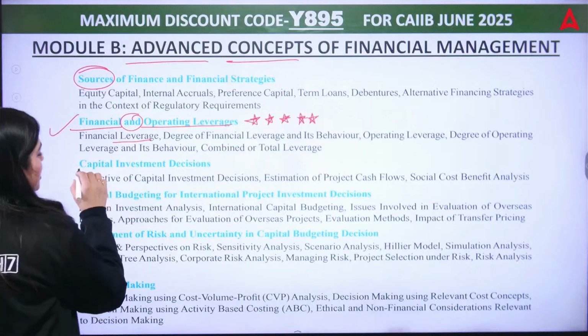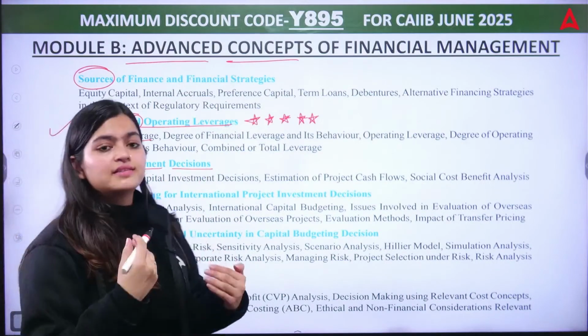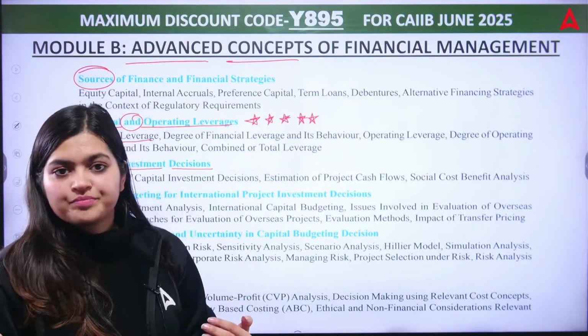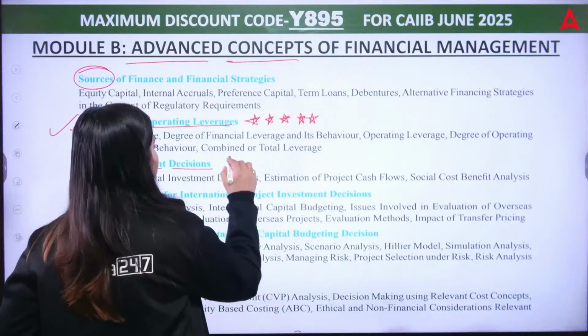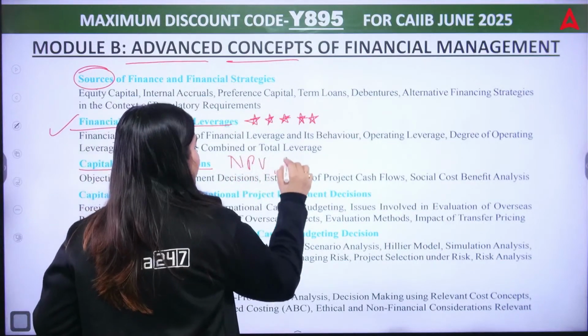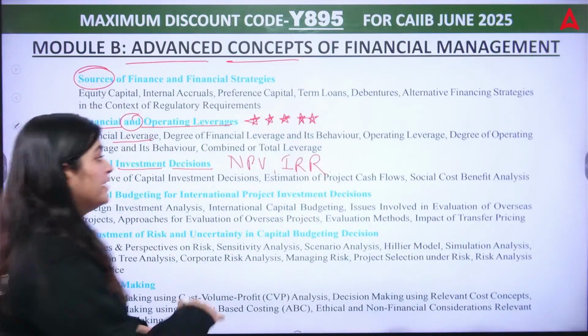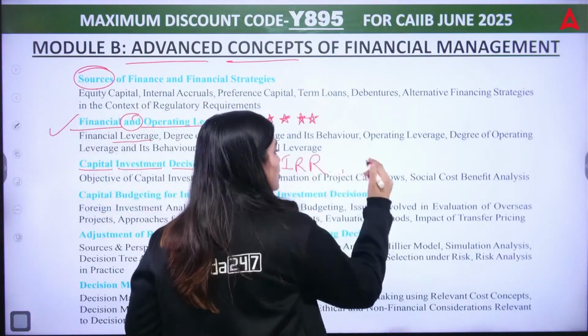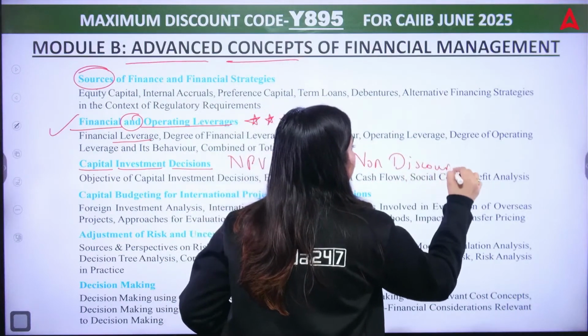Then next we have capital investment decisions. Again, in this they are asking about NPV, which we used to calculate in JIB, and in module C the same thing, NPV, IRR, all these things. Apart from these two, they also have more such non-discounted methods.